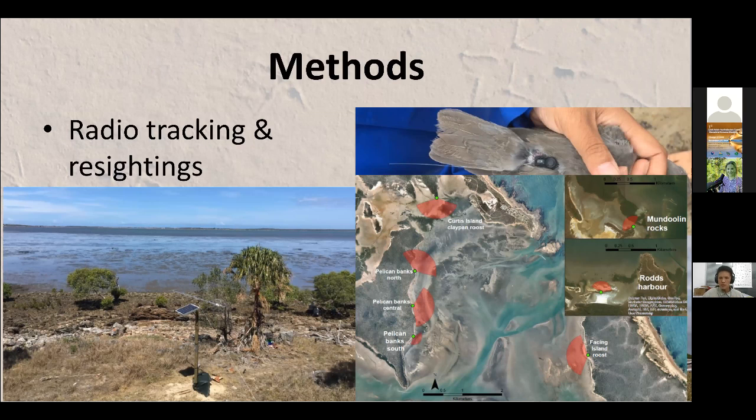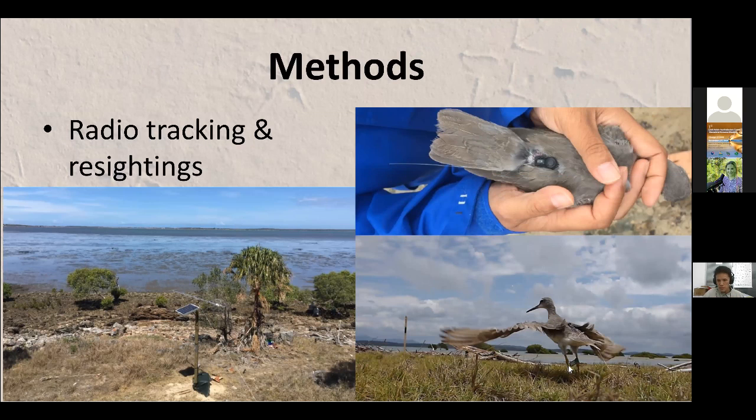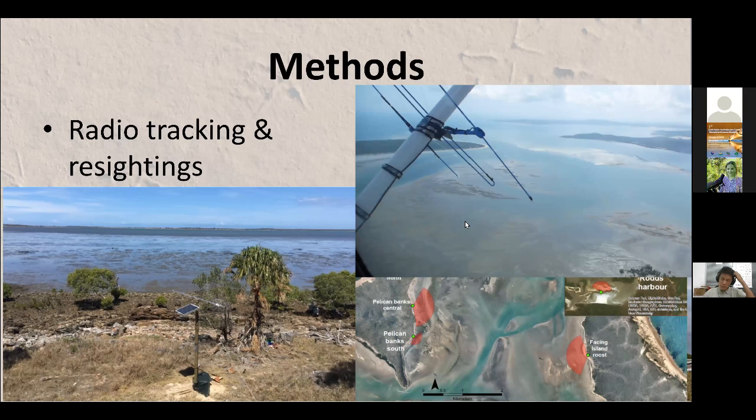At the same time, we also conducted flag resighting. So there are individually marked birds here. We individually marked 88 individuals, and then we resighted 61 of them more than once. Of course, we also conducted aerial surveys to see whether the birds are still within the subregion or not.